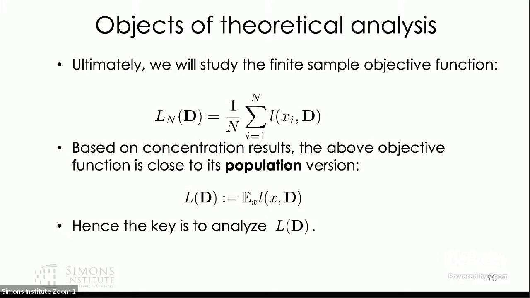Now we have only one unknown, which is D. If you can understand the population version, the gap between the sample and the population can be controlled by the usual complexity theory or uniform convergence. So we concentrate on the population loss function.